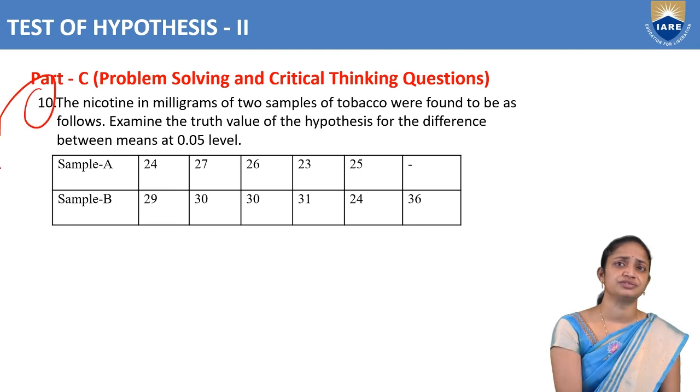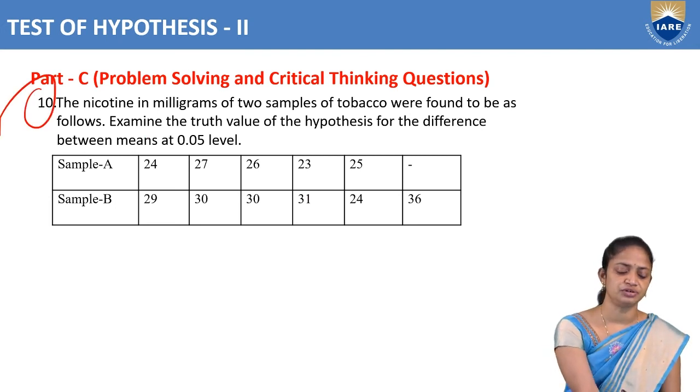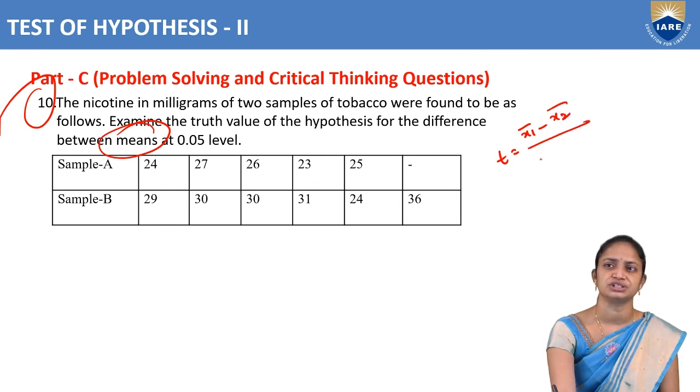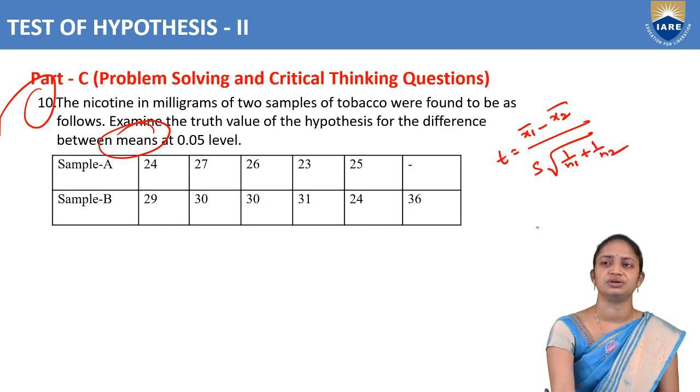And coming to the last question, here we have to find for means. That means here also same, we need to follow x1 bar minus x2 bar divided by s into under root of 1 by n1 plus 1 by n2. So this is the formula. We have to use this formula. So this is module 1 question, module 5 question bank solutions.